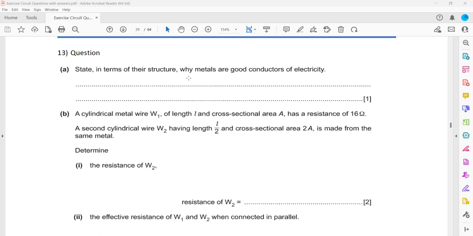In question 13, state in terms of their structure why metals are good conductors. So why are metals good conductors? Because they have free or delocalized electrons in the lattice. That's why they're good conductors.